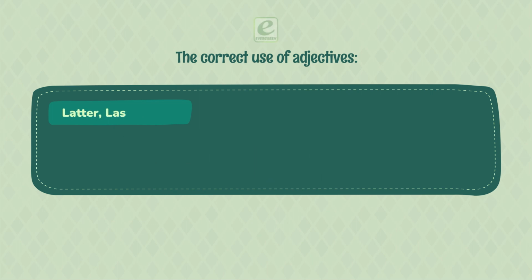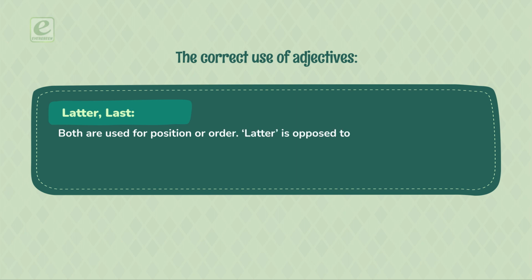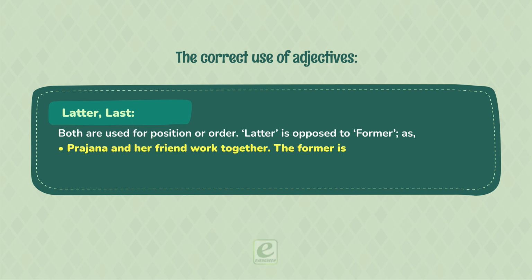Latter, last. Both are used for position or order. Latter is opposed to former, as Prajana and her friend work together. The former is a dancer and the latter is a singer. Rajiv lives in the last building.